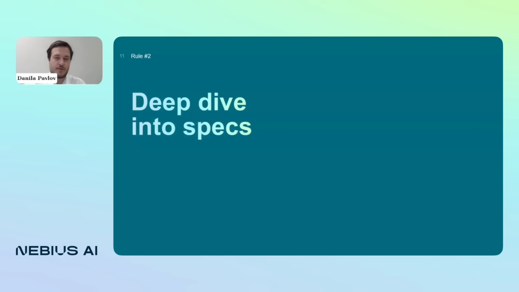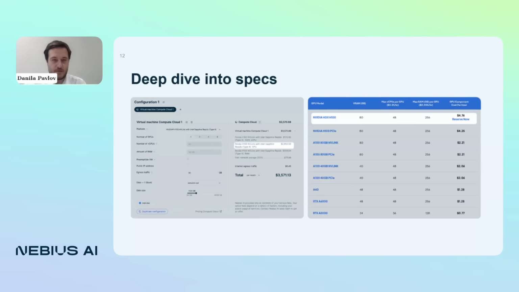The second rule is deep dive into the specs. Well, a lot of cloud providers are providing the prices on their website, which is the price just for GPU. So in order to get the final price of the virtual machine, you have to multiply the components of virtual machines, such as vCPU and RAM, by the price of each component, and then sum up the results. And only after that, you will receive the end price of the virtual machine.